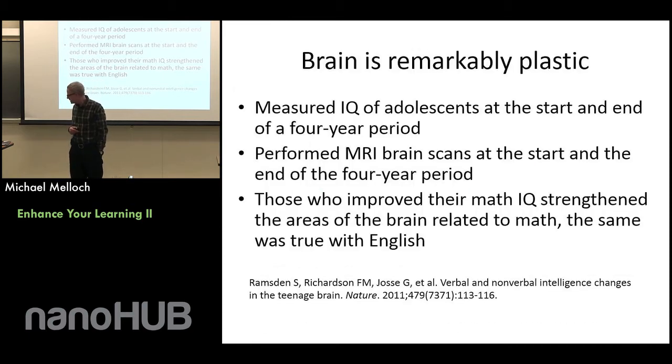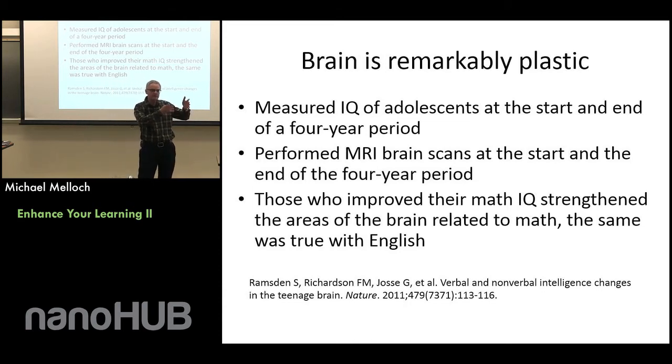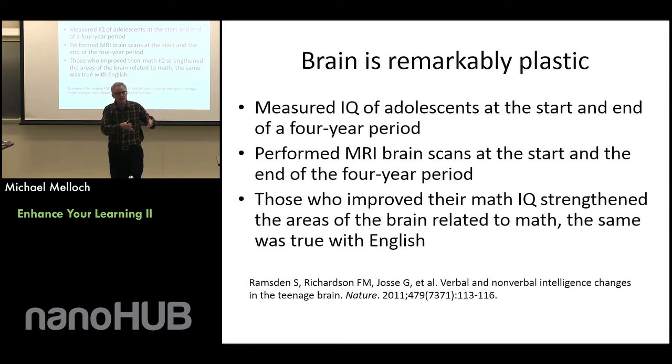So let's look at some studies. So this one, they took some adolescents and measured their IQ. So they got an IQ score for their math ability, for their English ability. They also did MRI brain scans. Then they came back and tested them 4 years later. Some students scored higher on the math IQ test. Some scored higher on the English IQ portion. So their IQs did change. And when they did MRI scans, for the ones who improved their math, the regions of the brain associated with doing math had strengthened, and the same thing for those who improved their English.